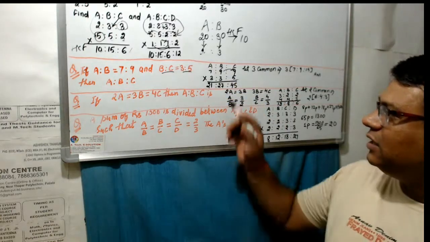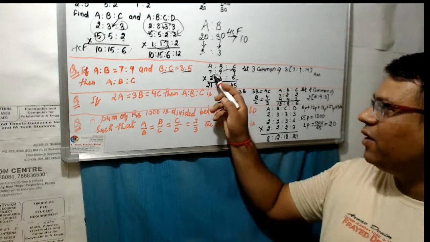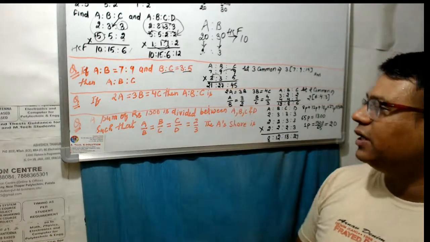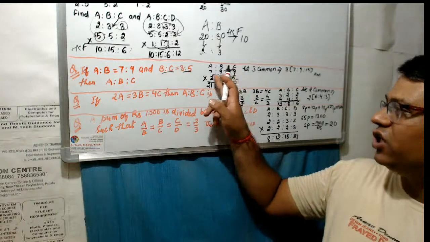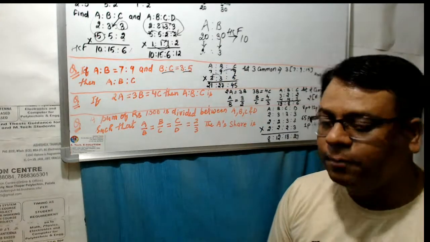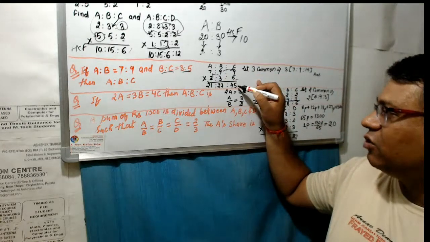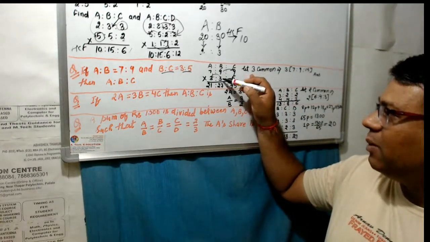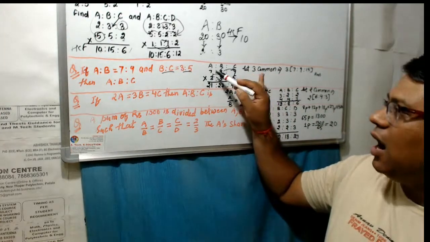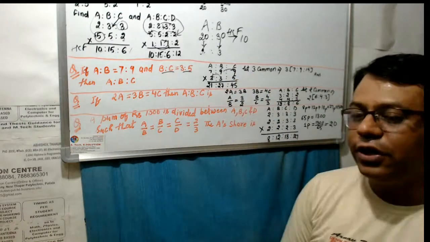Now we can see what is the nearest to A. Nearest to A is B, so we put the value 3 corresponding to A. Now we multiply the values. 9 multiplied by 5 is equal to 45, 9 multiplied by 3 is equal to 27, and 7 multiplied by 3 is equal to 21.